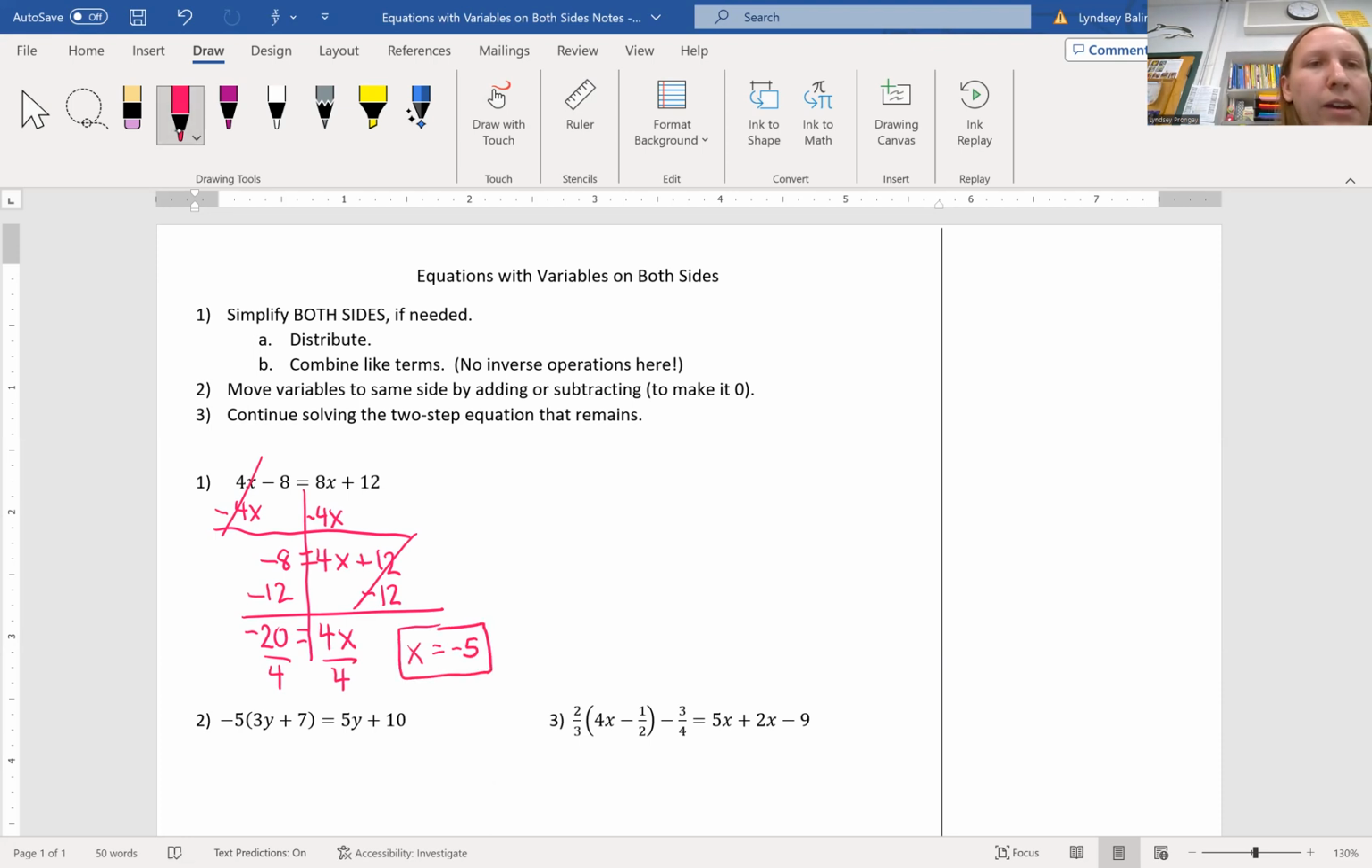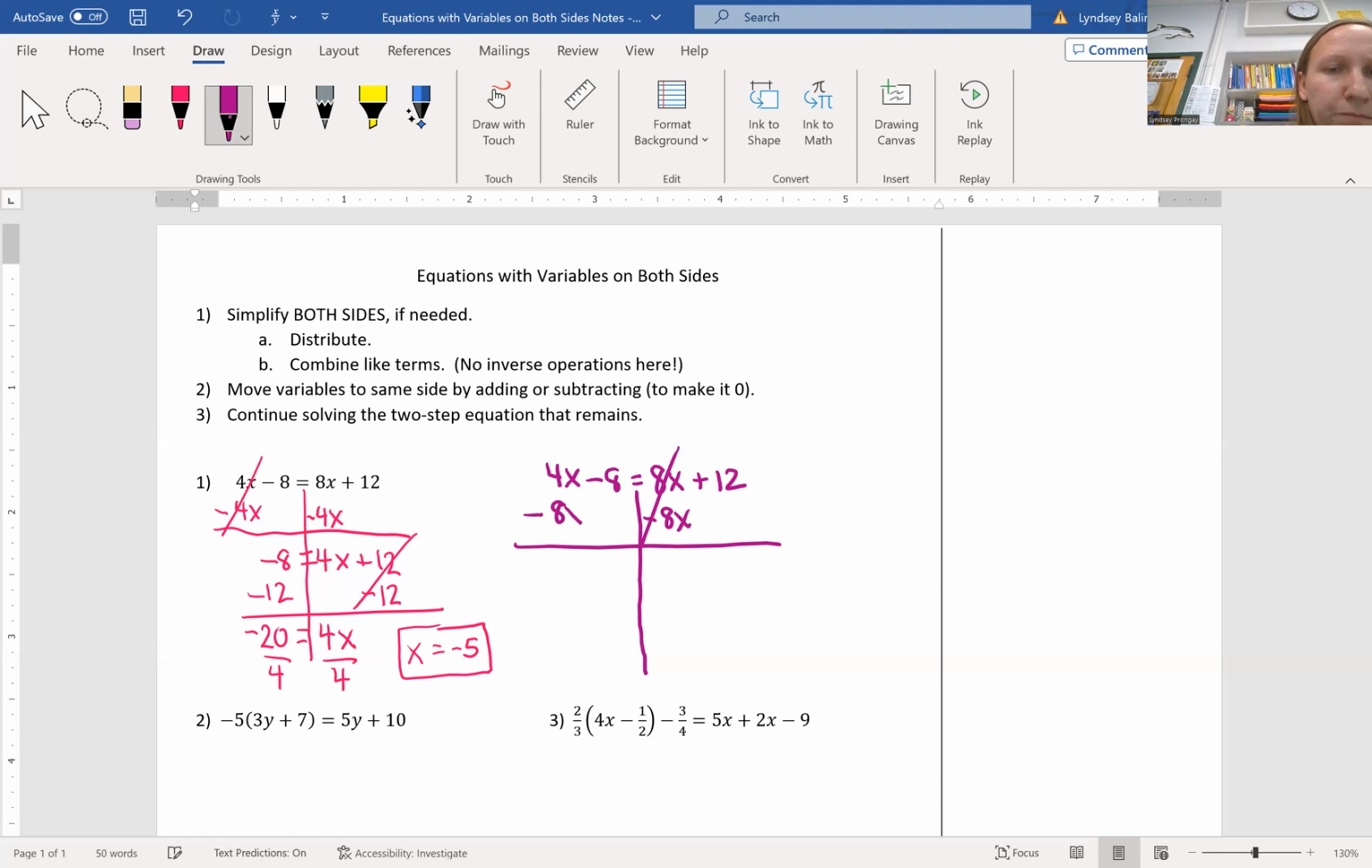Okay. I said I would prove that both ways work. If you want to write this down, go for it. But this little section, you do not have to write down if you don't want to. But I'm just going to rewrite my equation. 4x minus 8 equals 8x plus 12. And in this way of doing it, I'm going to get those 8x's over to the left side. So if I have a positive 8x, I'm going to subtract 8x to make it 0.